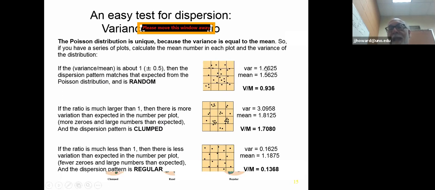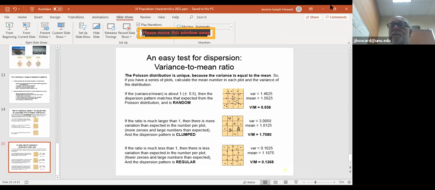I'm not going to generally ask you to calculate the mean or the variance, but if I gave you a variance to mean ratio, could you interpret it for me? So that is something that we will cover on the second exam. And for now, we are kind of done with today's presentation.